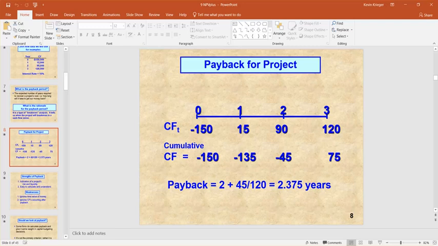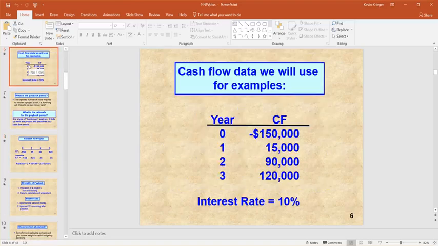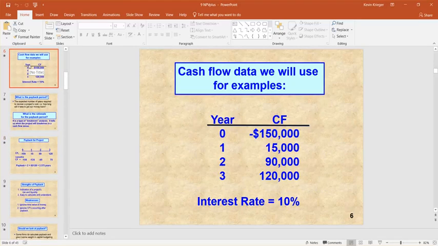And of course, this thing eventually pays for itself. You can tell that just looking at it, because if 150,000 is the cost, 15 plus 90 plus 120 is more than that. It's about 225, yes? Well, how long does it take this to pay for itself? When you answer that, you're answering the payback period.